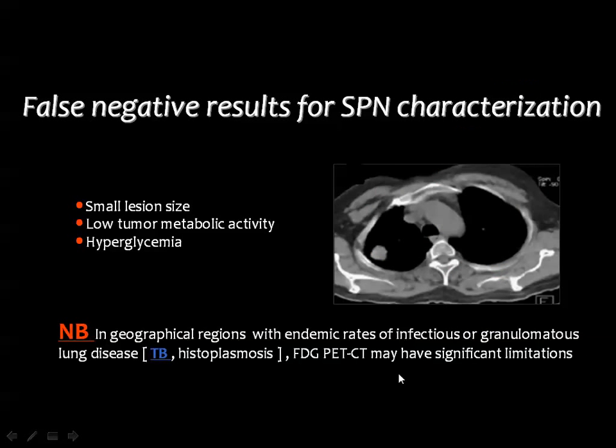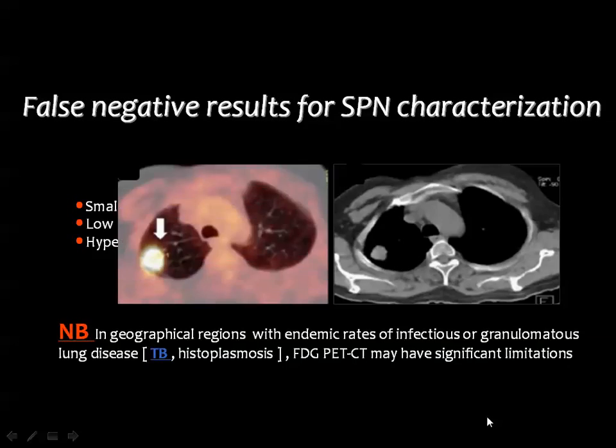CT-guided needle biopsy. Meanwhile, we have some fallacies in the PET scan, especially in areas with endemic infections and granulomas like TB and histoplasmosis. This is an example of a nodule located in the upper lobe, and this is the PET CT showing a strong uptake, and this nodule has been proved to be a tuberculoma.